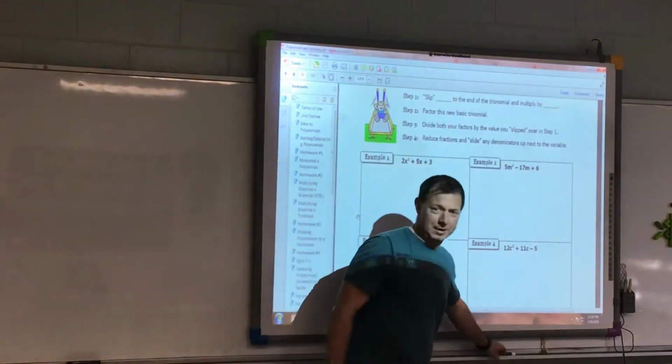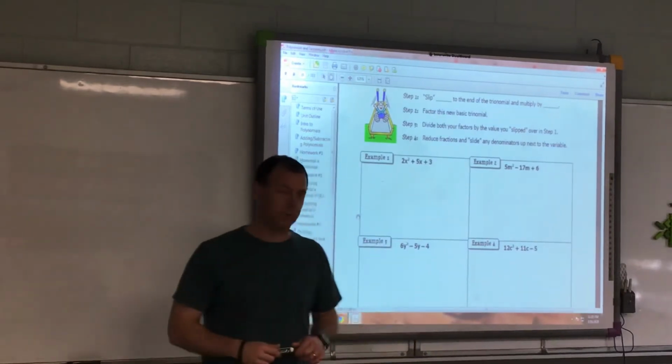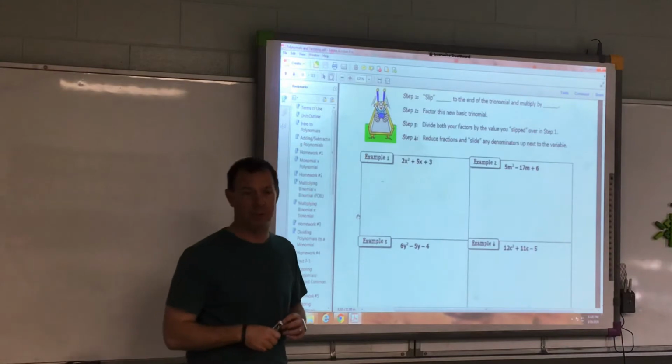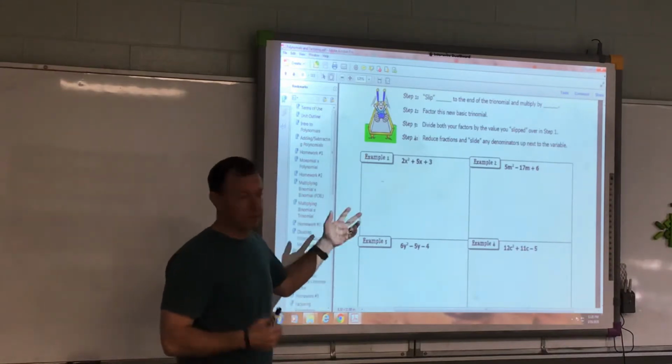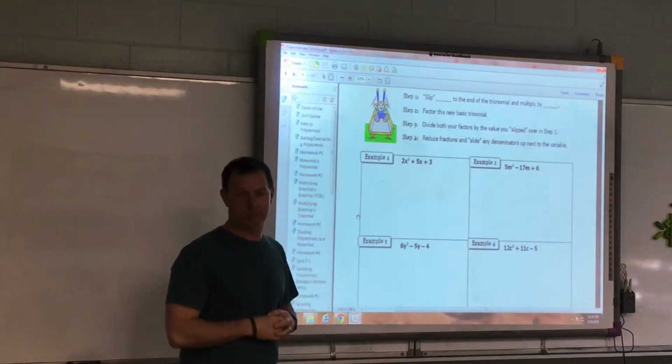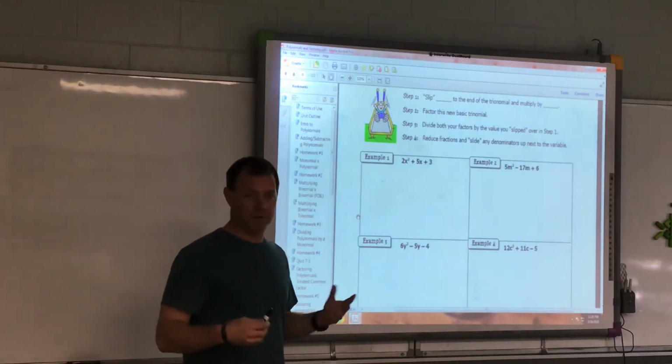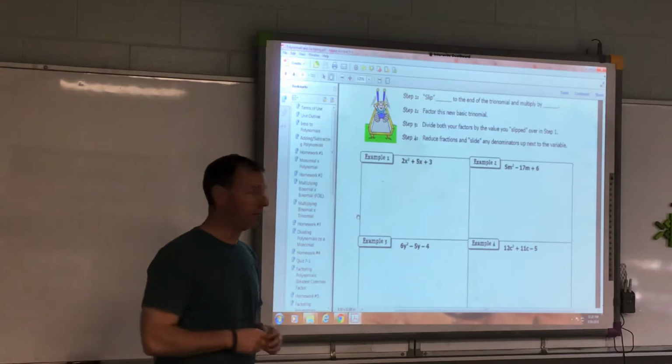Okay, hello algebra class. I'm going to attempt to teach you how to factor using a little bit different method than what we had talked about before. This is called the slip and slide method. This will go with factoring trinomials with a greater than 1.